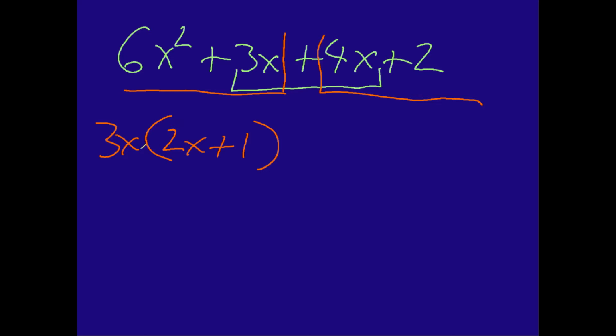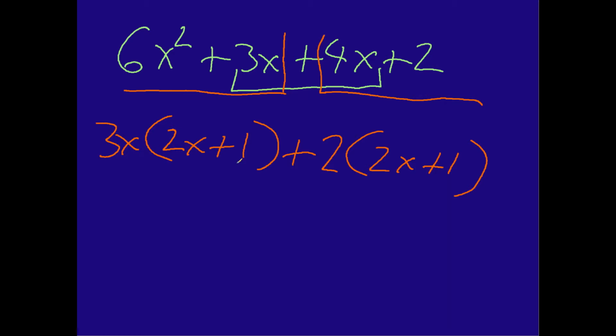Now, how do I know this is correct? I will show you. 3x times 2x will give me 6x squared, and 3x times 1 will give me 3x. So I know that's okay. Over here, I can factor out a 2. And so now I get 2, and then inside I get 2x plus 1. And how do I know this is correct? Well, 2 times 2x will give me 4x, and 2 times 1 will give me 2.